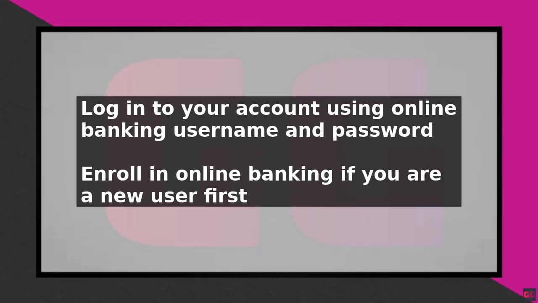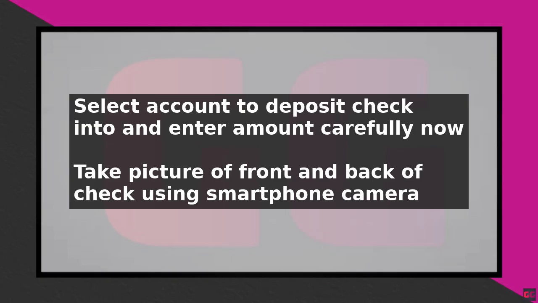Now, take a picture of the front and back of the check using your smartphone's camera. The app will guide you through the process and provide tips for taking a clear picture. Make sure the check is endorsed with your signature and the words "for mobile deposit only." After taking the pictures, review the deposit details to ensure everything is correct. If everything looks good, submit the deposit.